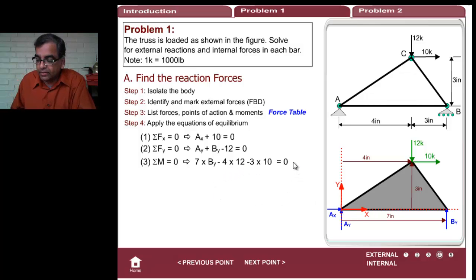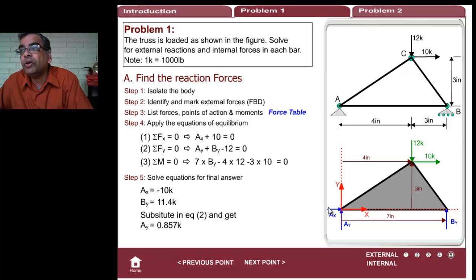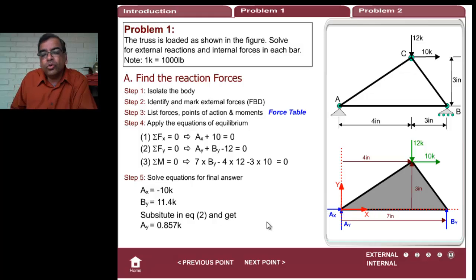Okay, so solve it and we know what we will get, right? We will get all of them. Ax is minus 10. That means that the direction in which I had picked Ax was wrong. Ax was going to point the other way. You don't have to switch it if you keep the same value. Okay, what I'm going to do is I'm going to switch it and draw.